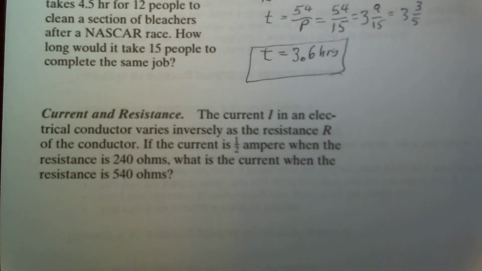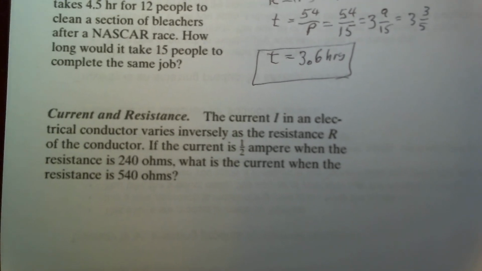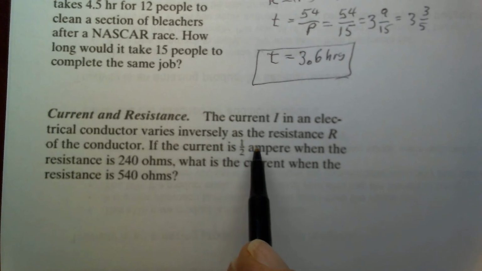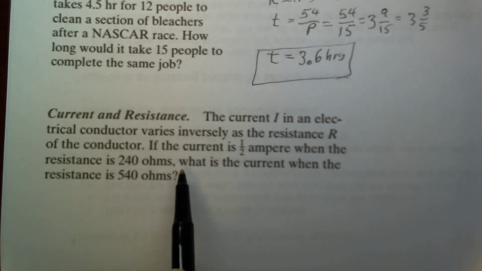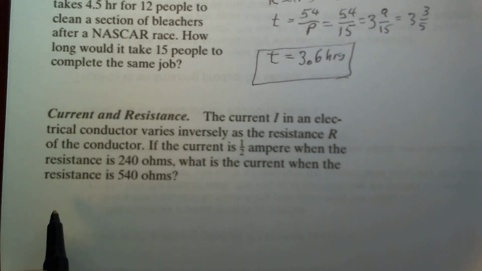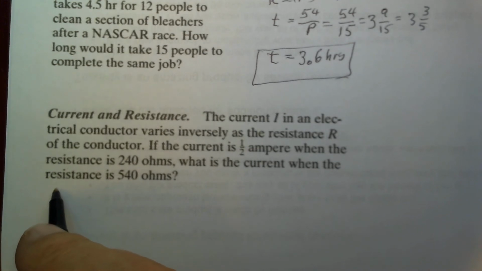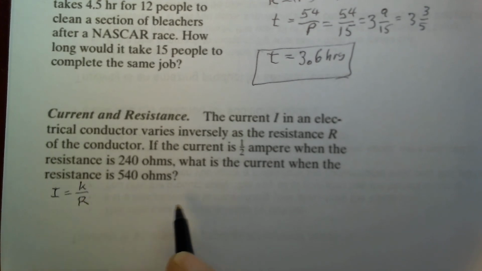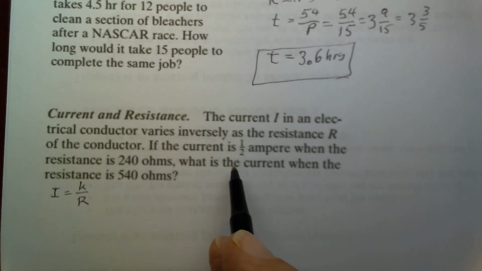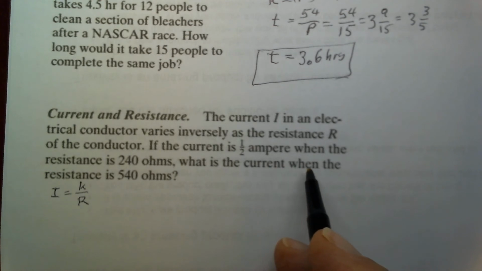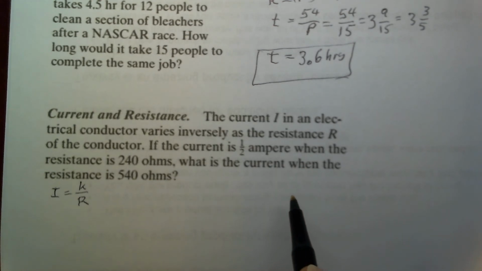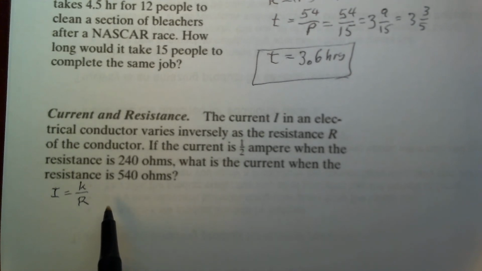In the next exercise, we have current and resistance. The current I in an electrical conductor varies inversely as the resistance R of the conductor. So in other words, I equals K divided by R. Now we're told if the current is 1/2 ampere when the resistance is 240 ohms, what is the current when the resistance is 540 ohms?